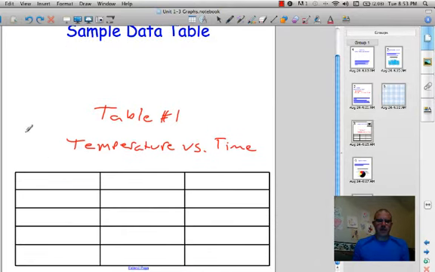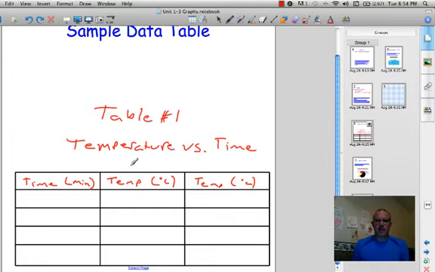So then over here we have to label our columns. So this one would be time. Again, we need to give it a unit. So that would be minutes. In this one, we would have, let's say we have temperature. I'm going to abbreviate that temp to make it fit in. And in science class, we always use Celsius or degrees Celsius. And we could have another temperature here. And of course, we're going to have the same thing, degrees Celsius.